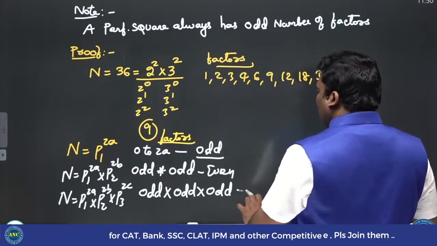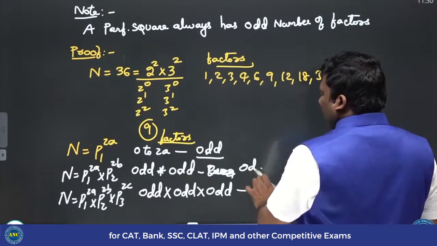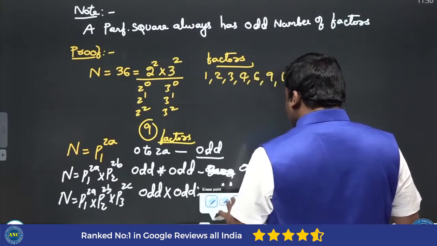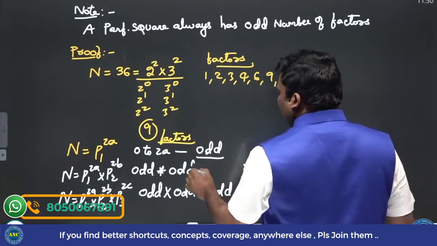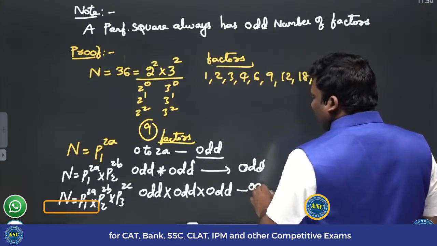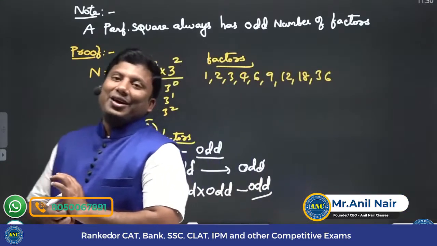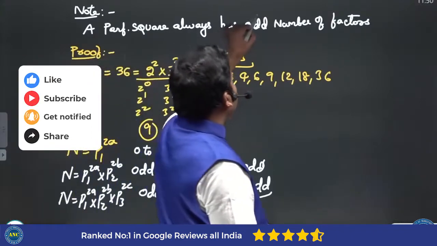Odd into odd. Sorry, I did odd plus odd; let me erase it, sir. So this will be an odd number. Here also it will be an odd number. Odd into odd. I hope the proof is clear: why a perfect square always has an odd number of factors.